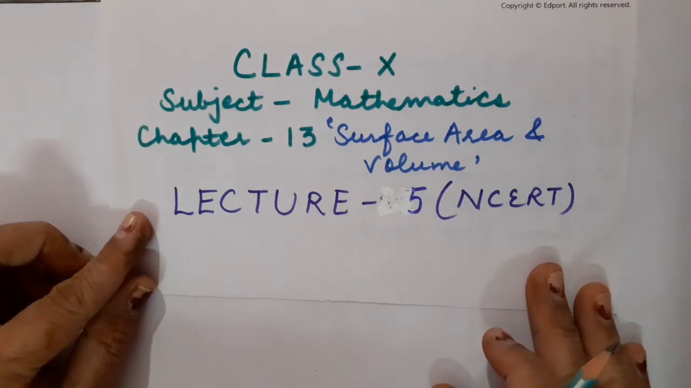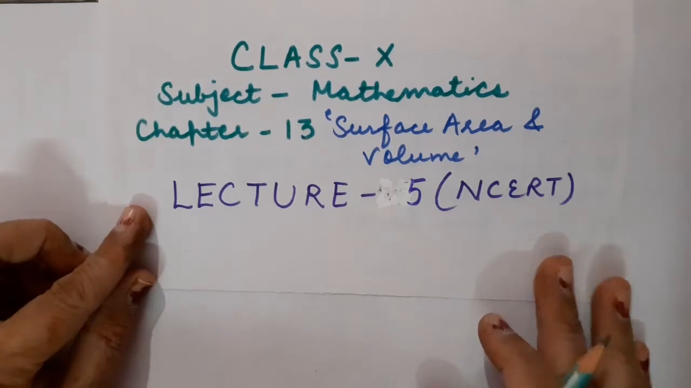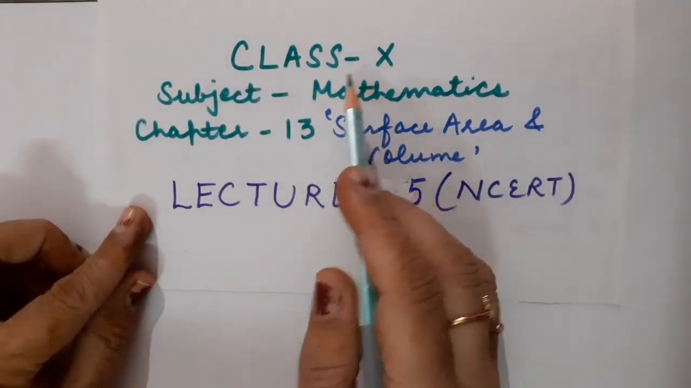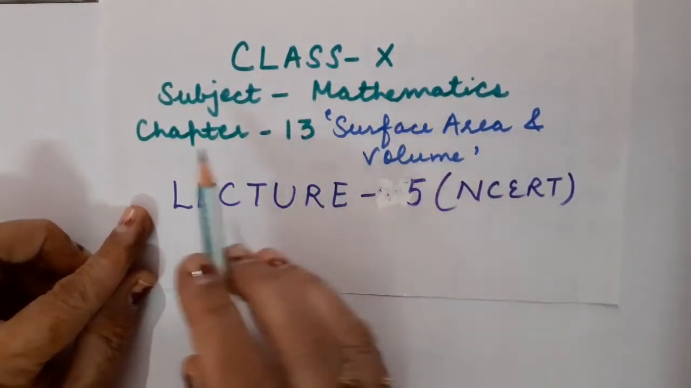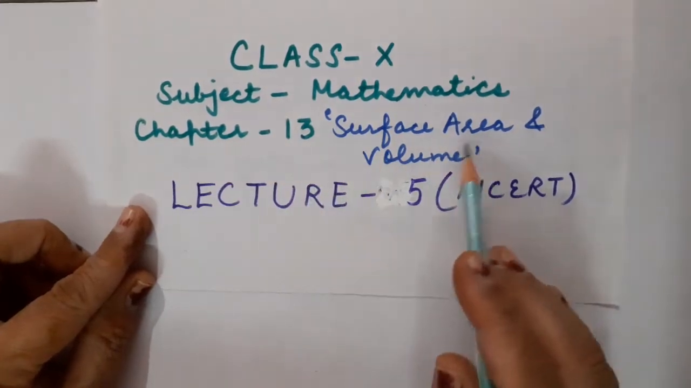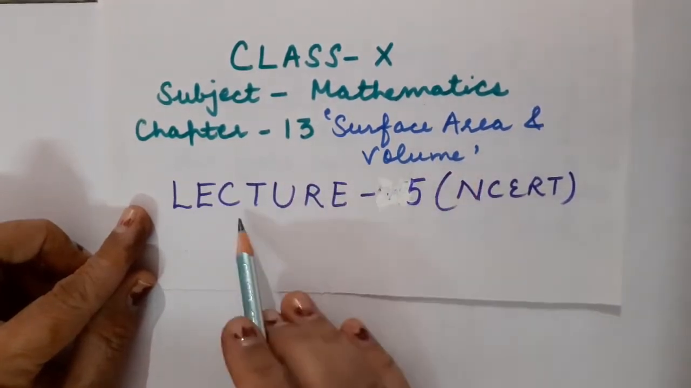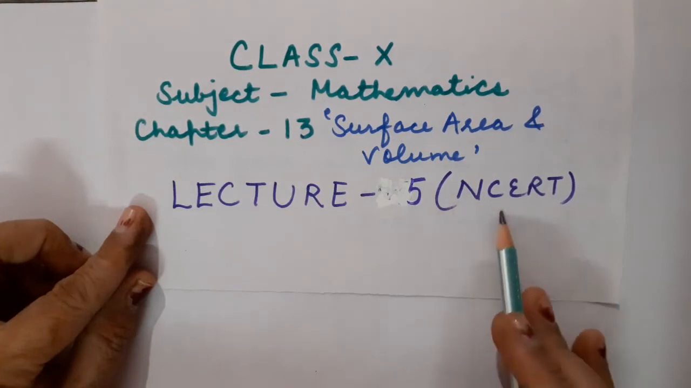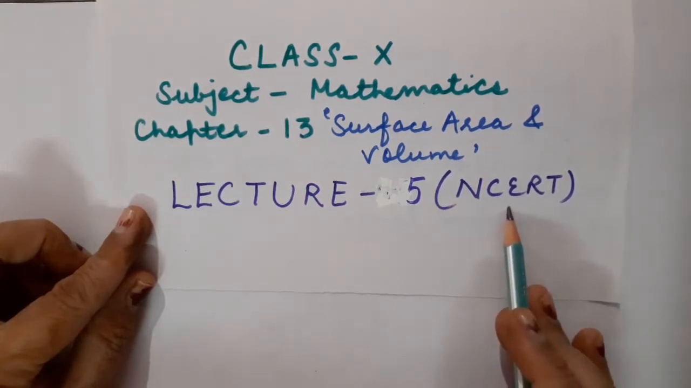So, children, let us start today's mathematics class. This is class 10th, subject mathematics, chapter number 13, surface area and volume, lecture number 5. And children, the content I am going to cover is from your textbook, that is NCERT.